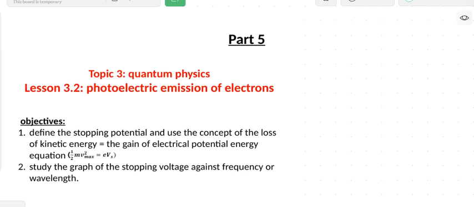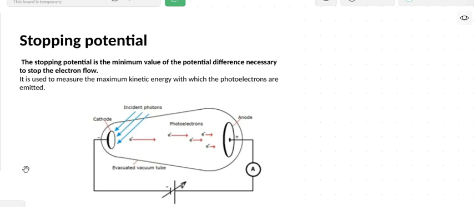Okay, so we start our work with defining stopping potential. As we see in front of us, the stopping potential is the minimum value of potential difference, or the minimum value of voltage, needed to stop the electron which is emitted from the electrode. To start explaining that, let me remember what we did before. This figure, what we observed down.